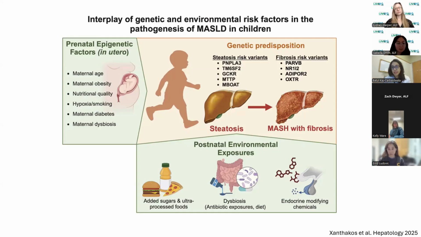There are, of course, postnatal environmental exposures, right, that are arguably the most important. So, right, you can have the epigenetic in utero factors and all the genetic variants and still not develop MASLD if you live a perfectly healthy life with no added sugar. But sadly, I think none of us really have that.